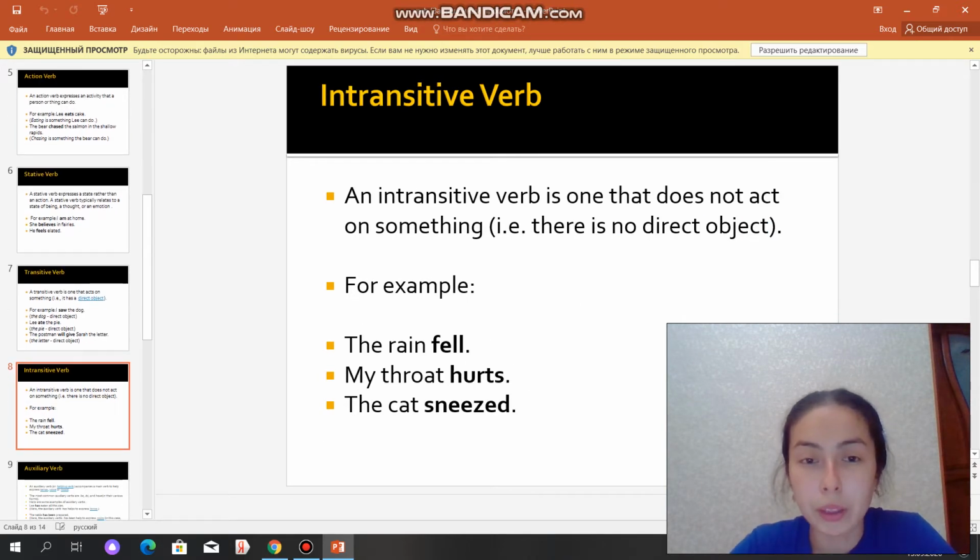Intransitive verb. An intransitive verb is one that does not act on something. There is no direct object. Тут, значит, не имеется уже объекта прямого. Например, the rain fell. Шел дождь. My throat hurts. The cat sneezed.